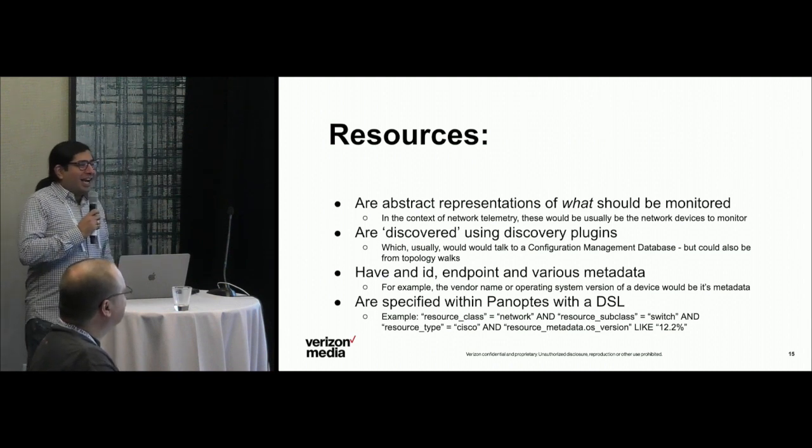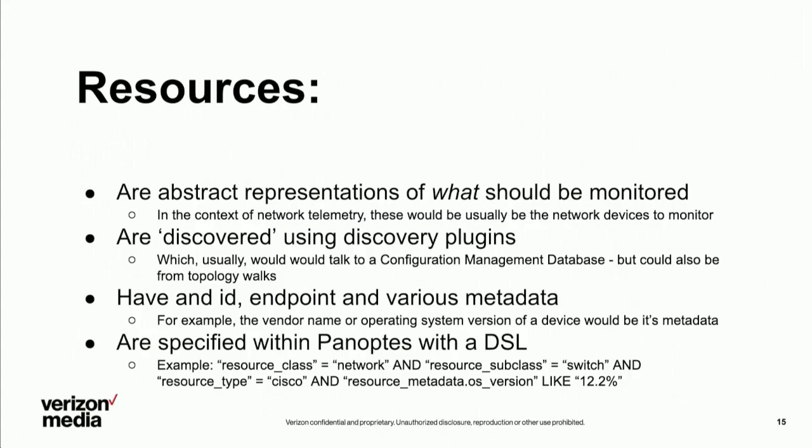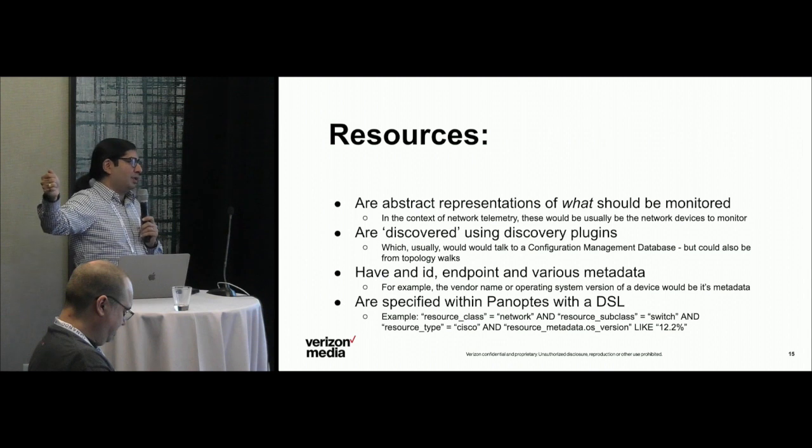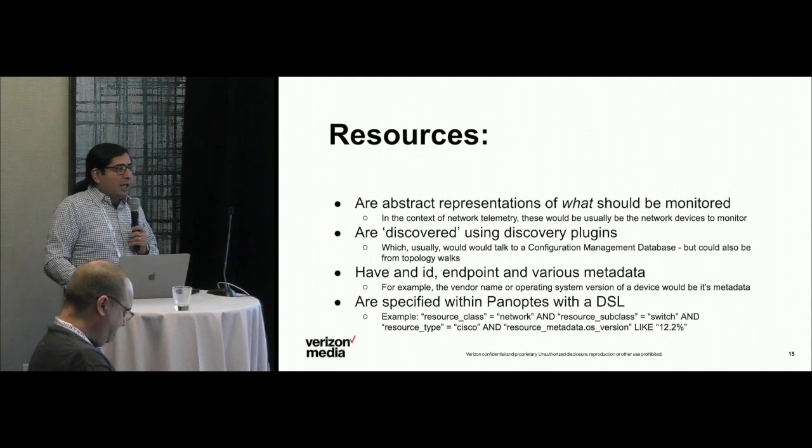Okay. Another fundamental concept in Panoptes is resources. A resource is what should be monitored, okay? In the network telemetry context, a resource most often is the device to monitor. But think about this, for example: let's say you want to talk to the PeeringDB API, okay? That is a resource that you would define, because you take actions against resources and you define the resource you want to monitor, okay?